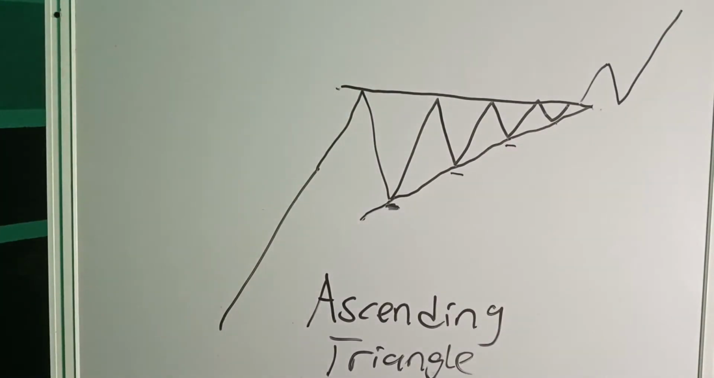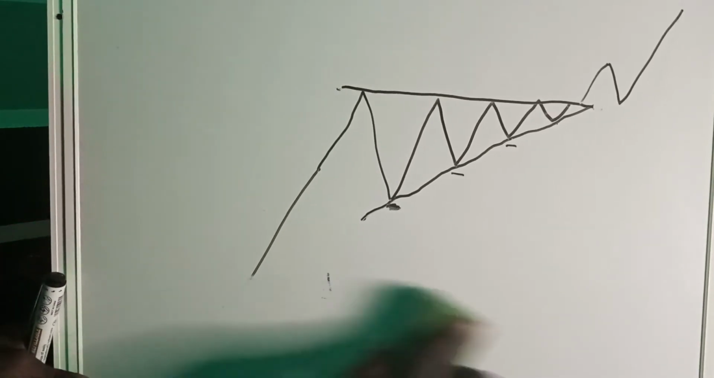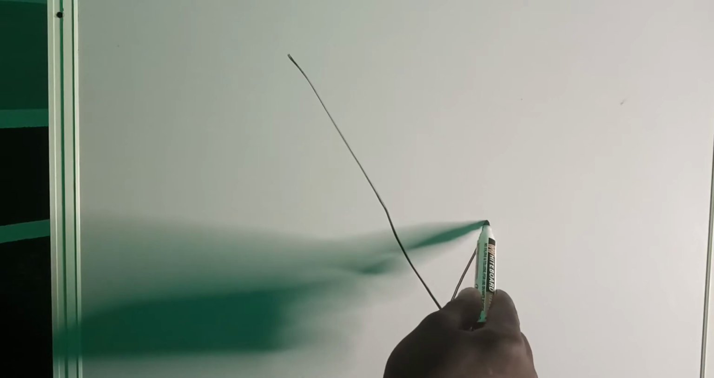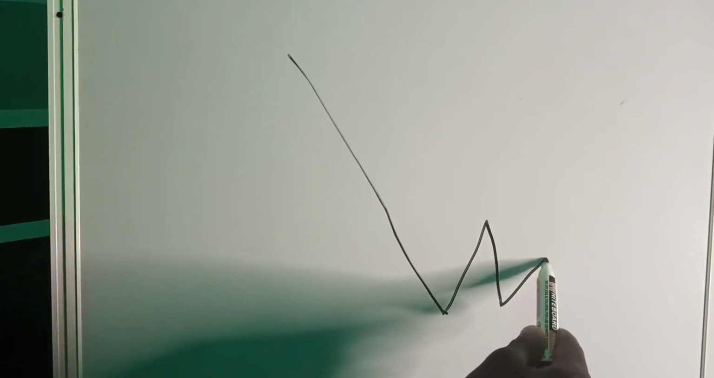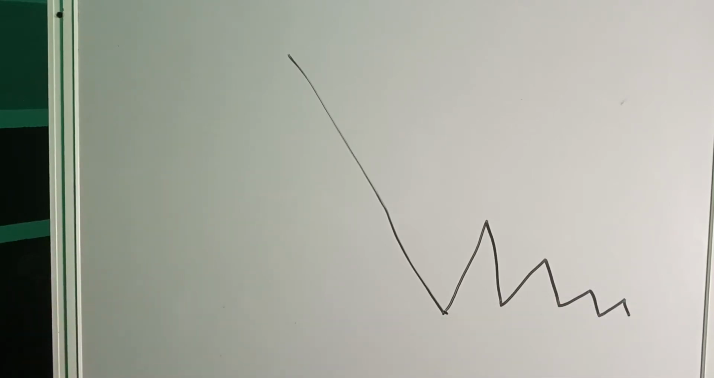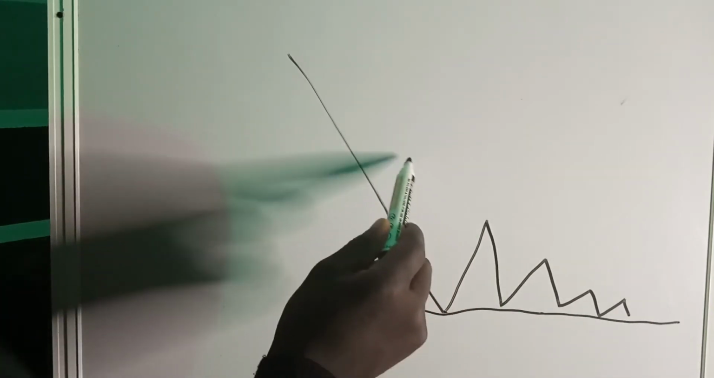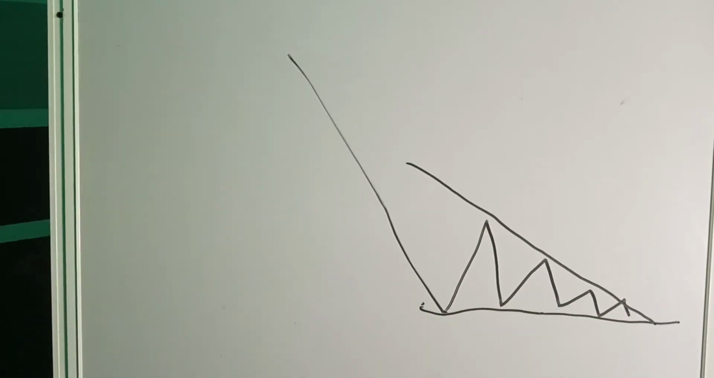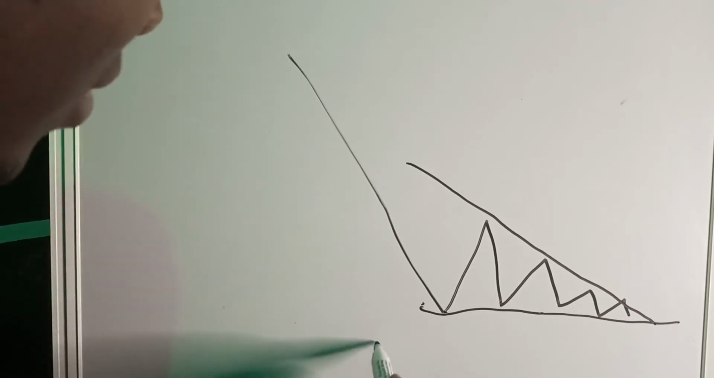This is how an ascending triangle is formed. A descending triangle is the opposite of the ascending triangle. You have a bearish trend, then the market pulls back and then pulls back again, continuously. Then we'll have horizontal support and then our linear resistance, giving us a bearish trend. And this is how a descending triangle is formed.